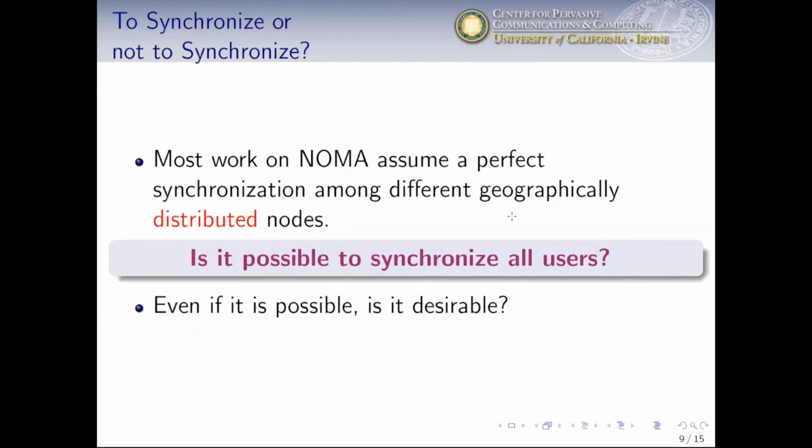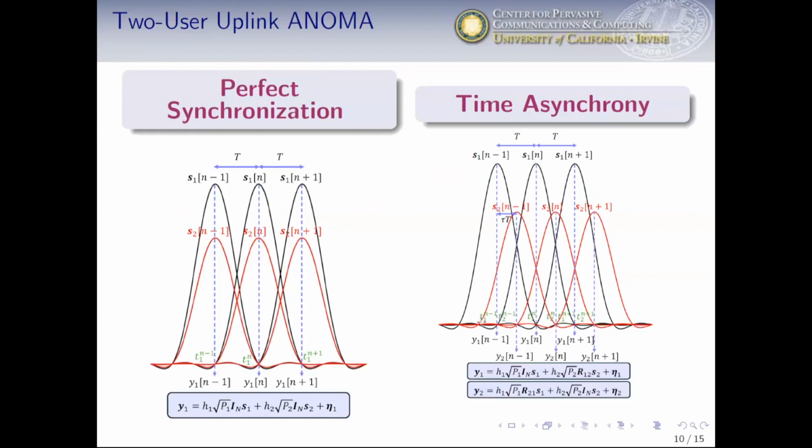Like these examples, most work in the literature assumes perfect synchronization. However, one question is, is it possible to synchronize all users when you have a multi-user scenario? And a more important question is, even if it's possible, is it desirable? Is there any benefit to having such a synchronization? So to answer the question, let's look at a simple two-user uplink NOMA example in more detail.